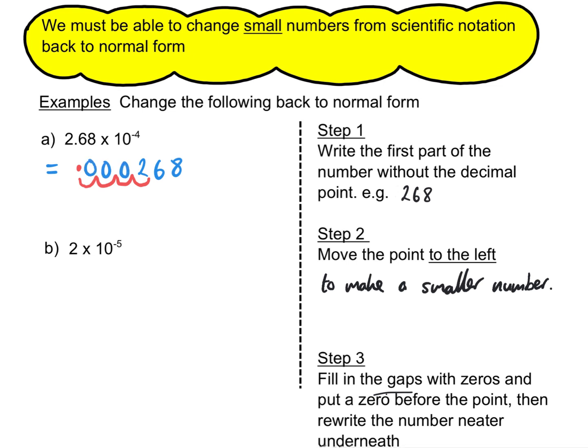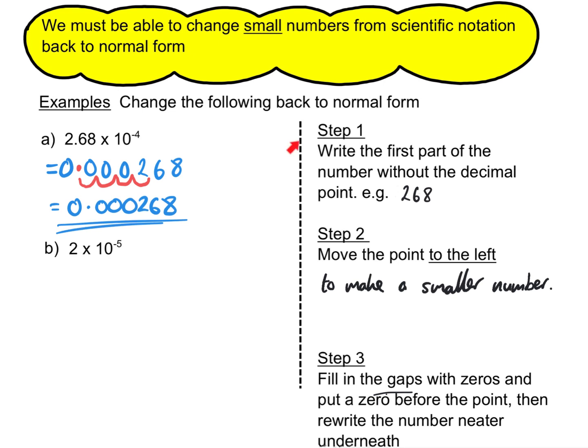And the last thing as well is I wouldn't like to start a number with just a decimal point, so I would usually start that with 0 point. So now I've done that, the last step is just to neaten it up a little bit and write it as 0.000268.